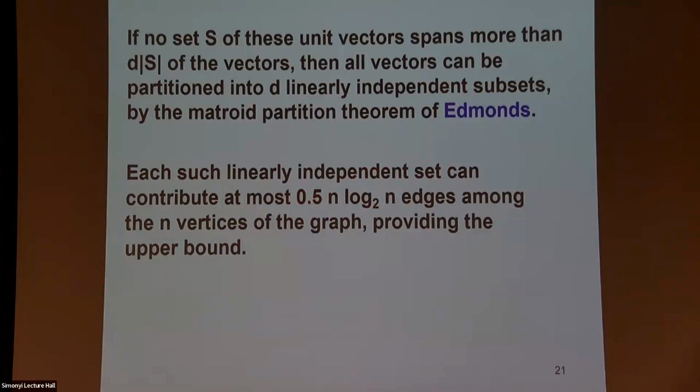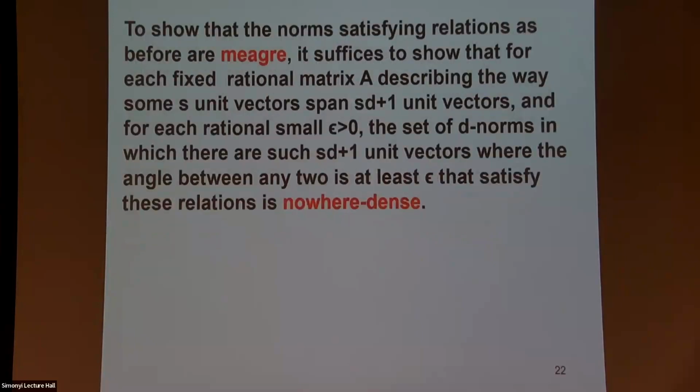So this is really the upper bound, but we still have to prove that indeed for most norms, we don't expect to get S unit vectors that span over the rationals S D plus 1 or more other unit vectors, and they say very little about these. So we want to show that the set of norms that satisfy these things, that have some S vectors spanning many others over the rationals, is meager.